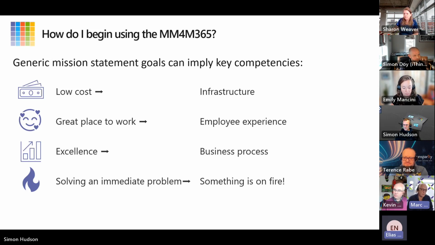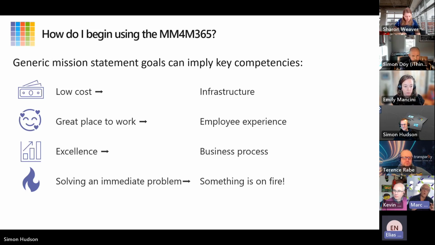Lots of times people come in with a model like this thinking that because they need to solve an immediate problem. So maybe it's not in the mission statement, but something is on fire, right? So do you all of a sudden realize that you're going to be audited for something and you don't know if you're compliant with your document management? Then management of content is going to be first on your list. So always try to find those hooks.